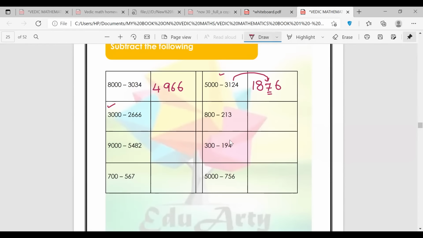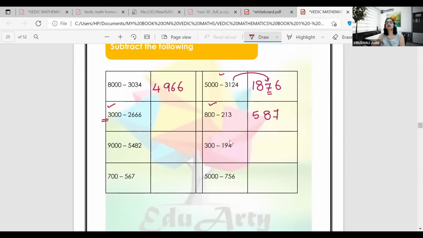Okay, till that time, you try and let us know the answer. This is for you. I have kept the sum for you, Priyanshi. Swara, can you give me the answer for this question? 800 minus 213. 587. Yes, Swara, the answer is 587. Yes, absolutely correct answer.